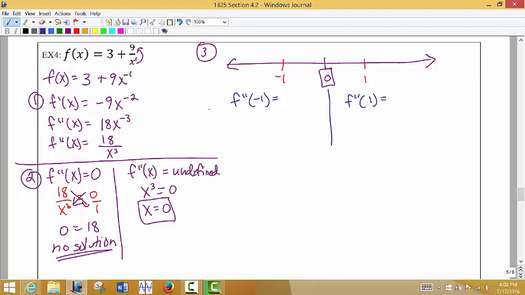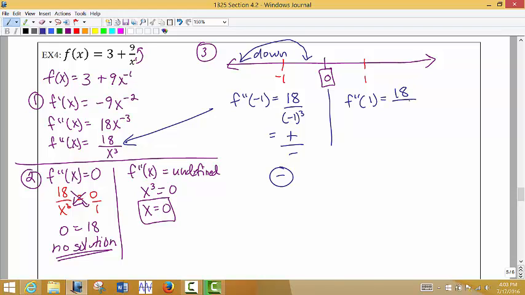So let's put a negative 1 into our second derivative. This turns out to be really nice and easy calculations. 18 is positive. A negative number cubed is negative, so we end up with overall a negative value. So we're talking about concavity here, so we're talking about negative values tell us frown, so concave down like a frown. Positive 1. Plug that into our second derivative. So we get a positive value on the top. On the bottom, a positive value cubed is positive, so we end up with something positive. Positive things make us smile, so we're concave up like a cup.